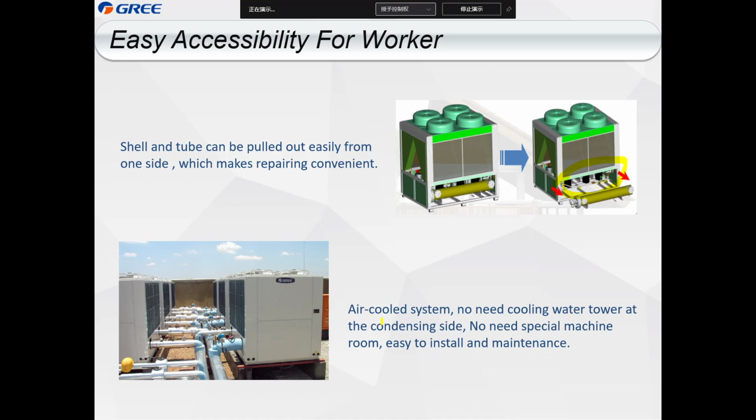And the air-cooled chiller needs no cooling tower, no condenser inside, no special immersion room, and is easy to install and maintain. Also, this is the advantage of the air-cooled modular chiller. No need for a cooling tower, no need for a machine room. Outside is okay. This is the easy accessibility for workers.